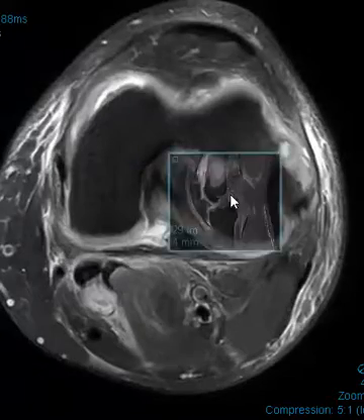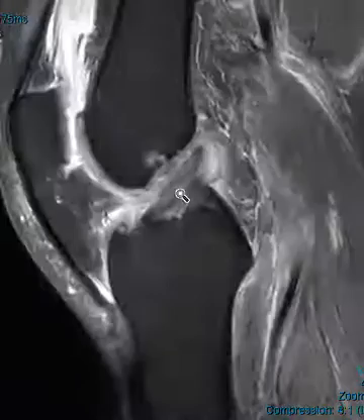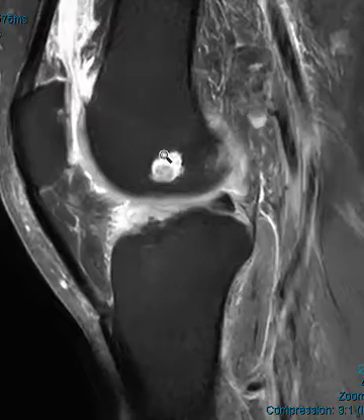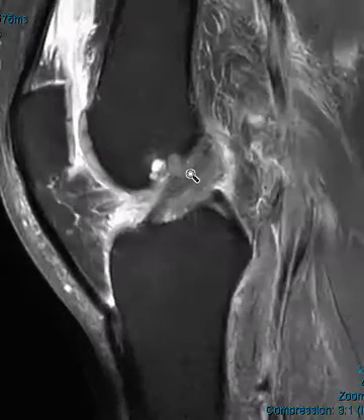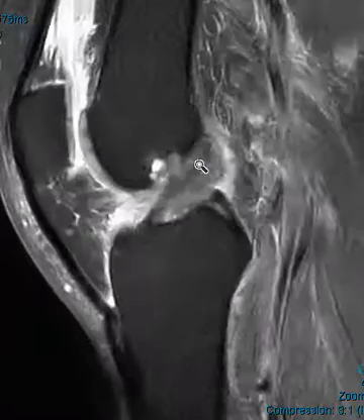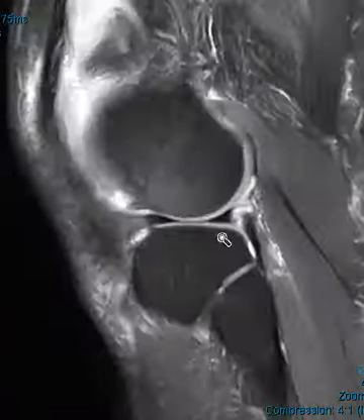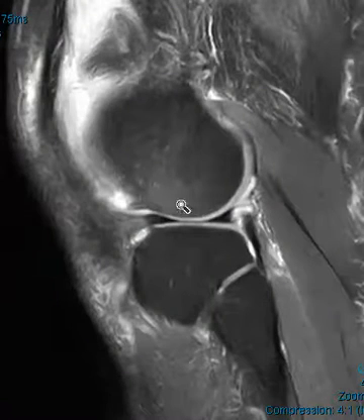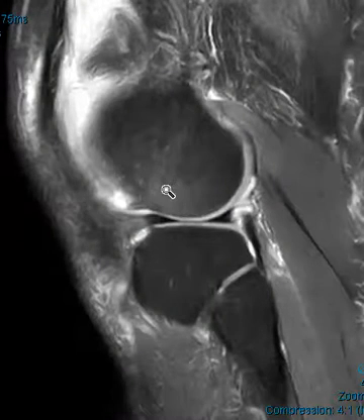Let's put up a sagittal view. In our sagittal view, we see several things. One of them is this cystic erosion here, funny looking thickened ACL. And if we go over here to the side, we see this faint marrow edema. This is along the lateral femoral condyle.